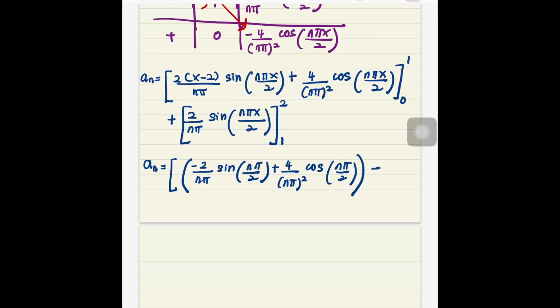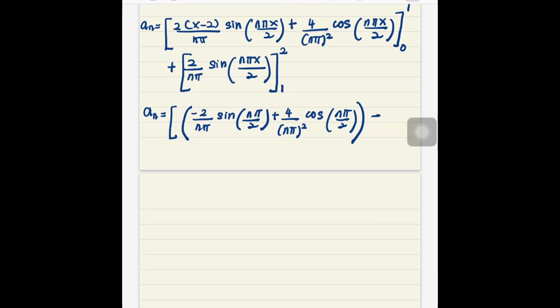So this is your upper limit, minus the lower limit. When you substitute x equals 0 in this equation, 0 minus 2 will be negative 2, and negative 2 multiplied by 2 gives you negative 4 over n pi sine 0 plus 4 over n pi squared cos 0. Okay, so this is for the first function.